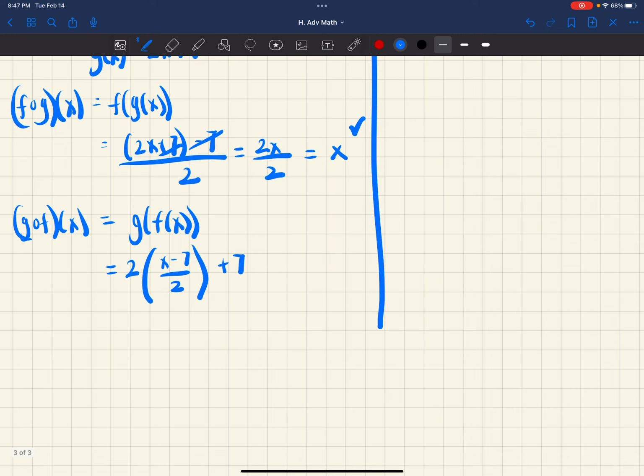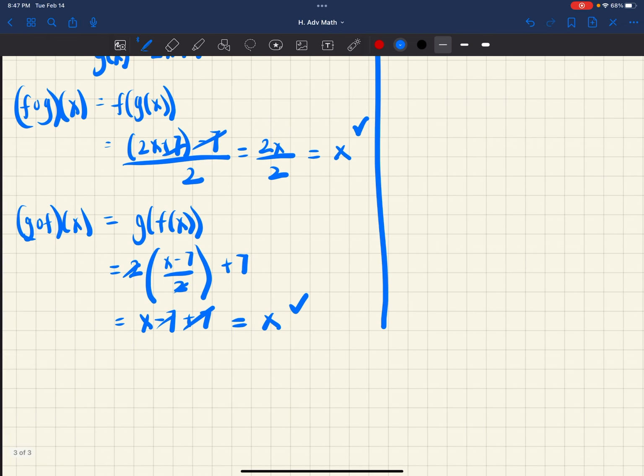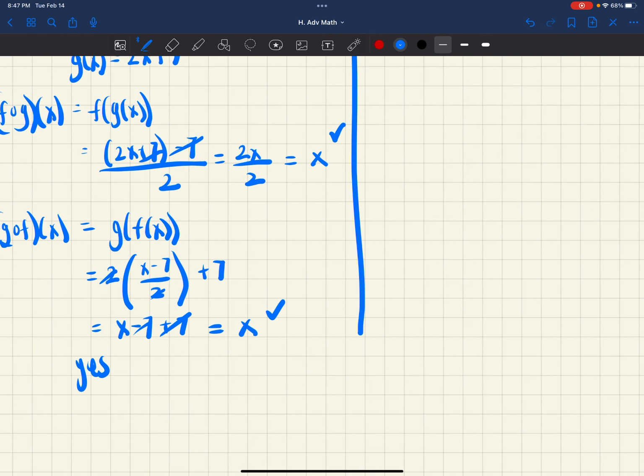So now I need to go ahead and simplify these out. Here you should notice that your 2 on the outside and your 2 on the inside eliminate. So it simplifies down to just x minus 7 plus 7. These two eliminate out to 0. So this one also simplifies down to x. So since f composed with g of x is equal to x and g composed with f of x is equal to x, we can state that yes, these two functions are inverses of one another.